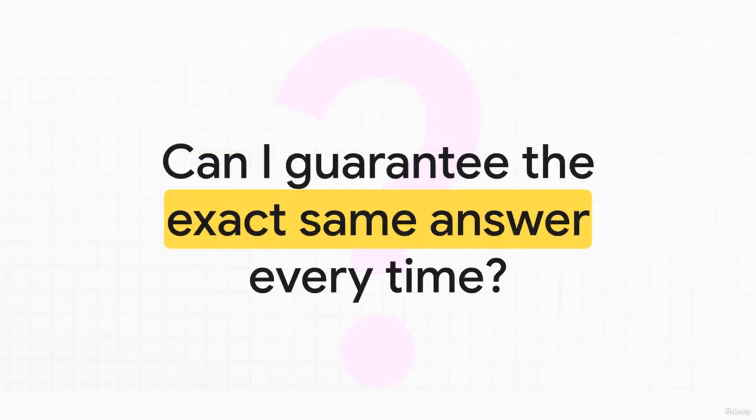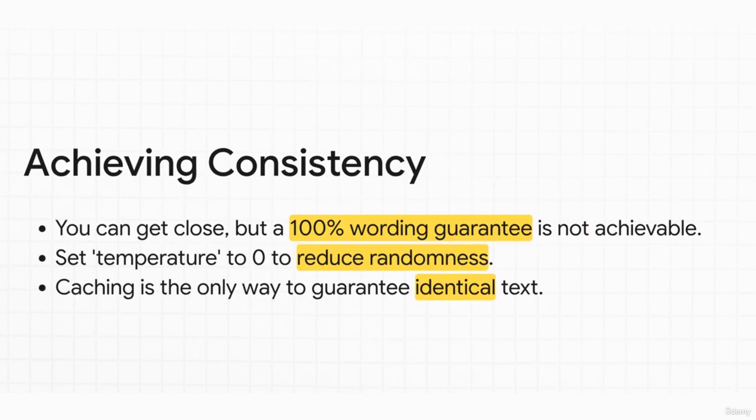All right, let's talk about consistency. For a lot of applications, especially a customer-facing chatbot, you need predictability. If two different users ask the exact same question, you probably want them to get the exact same answer. Is that something we can guarantee? You can get really close, but 100% guarantee on the exact wording just isn't possible directly from the model.